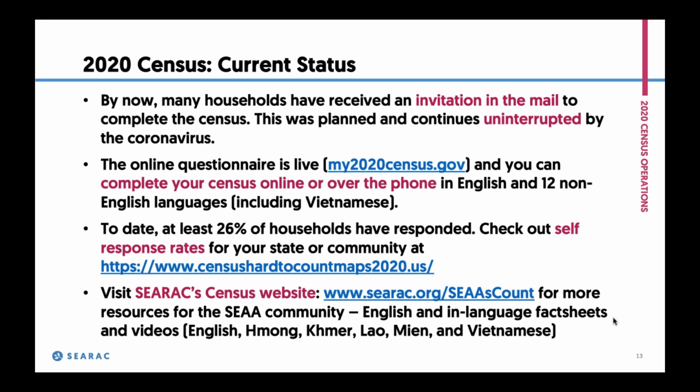To date, or at least as of last night when I checked, 26% of households have responded so far. And that link will actually let you check out the response rates for your state or community. So that is a hard-to-count map that has been compiled by CUNY, I believe City University of New York. Hopefully that's correct. But yeah, they have been compiling the 2020 census self-response rates. So you can keep track of how your community is being counted or not. And I also wanted to continue to plug CRAC census websites. So if you're looking for information that is specific to the SEA community, you can visit our website for in-language fact sheets and videos in Southeast Asian languages, including Hmong, Khmer, Lao, Mien, and Vietnamese.